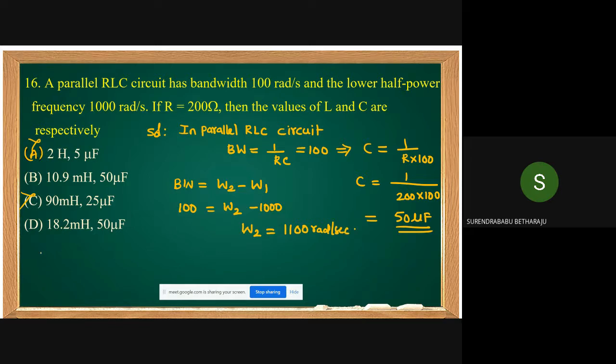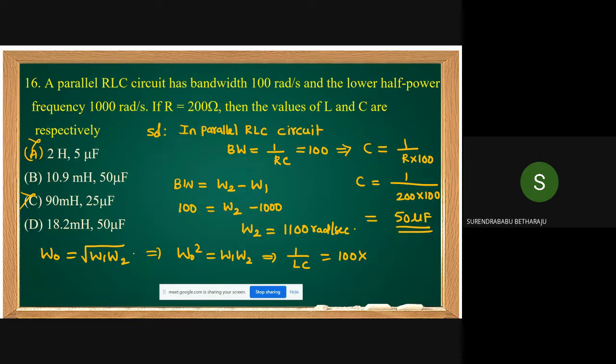Now you know this, students. Omega naught equals square root of omega 1 into omega 2, just like f naught equals square root of f1 into f2. I also gave this derivation. Squaring both sides, omega naught square equals omega 1 into omega 2. What is omega naught square? 1 by LC is equal to omega 1 into omega 2.